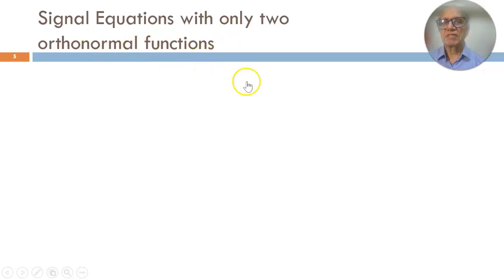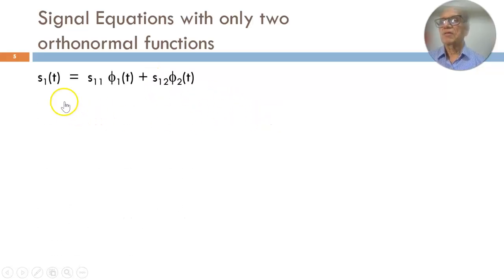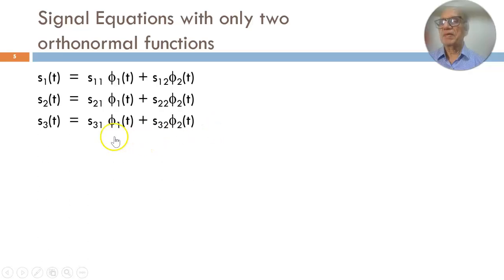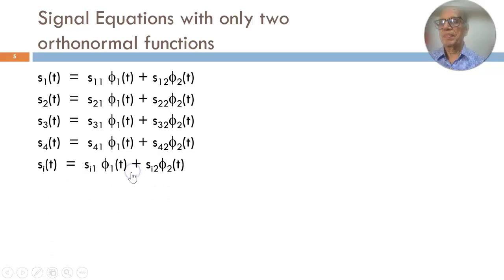Now, in order to see this geometric representation in a simple fashion, we'll consider only two orthonormal functions and generate the signaling waveforms. So S1(t) is equal to S11 phi1(t) plus S12 phi2(t). Then S2(t) is equal to S21 phi1(t) plus S22 phi2(t). Similarly S3(t), S4(t), and in general Si(t) is given by this.